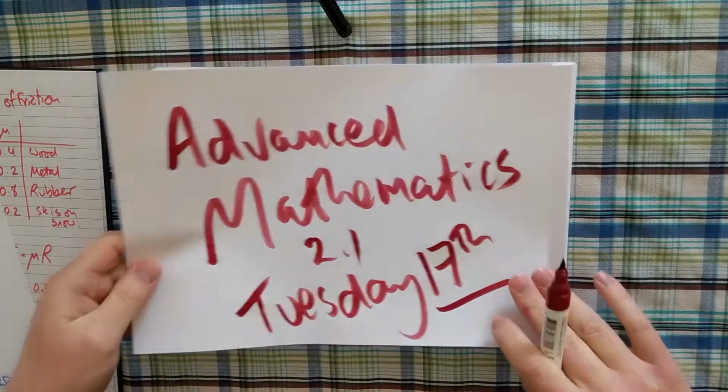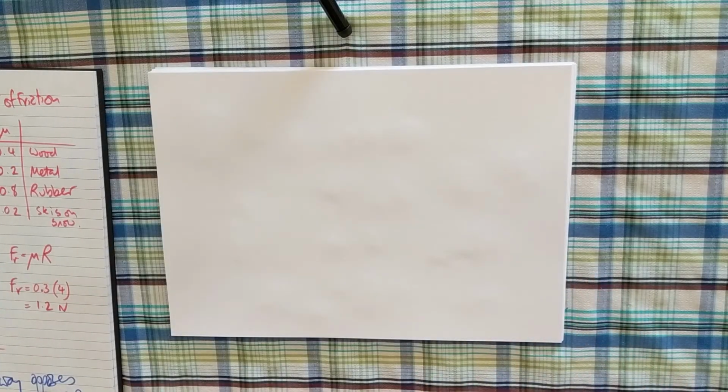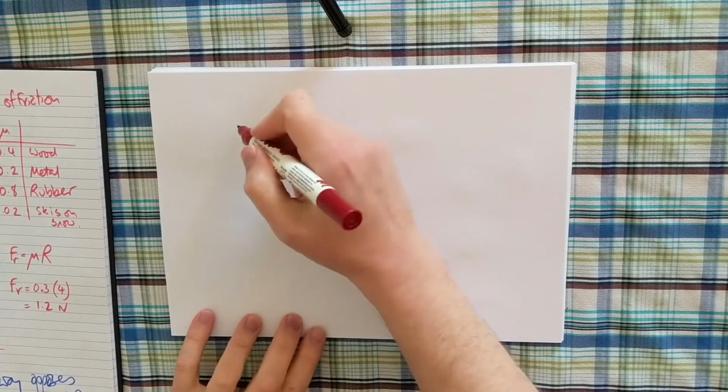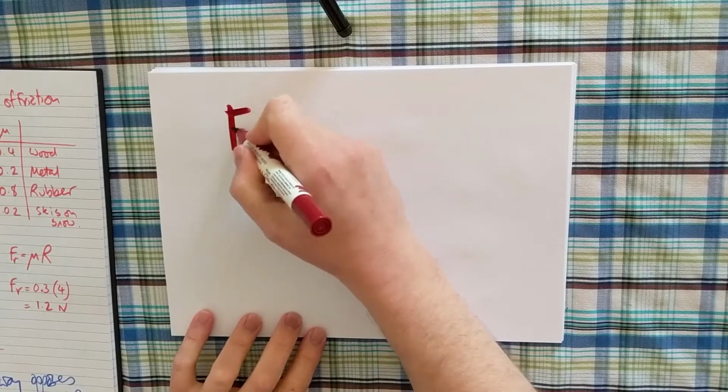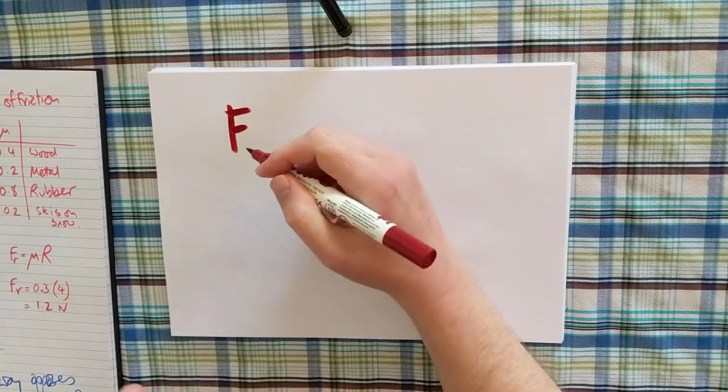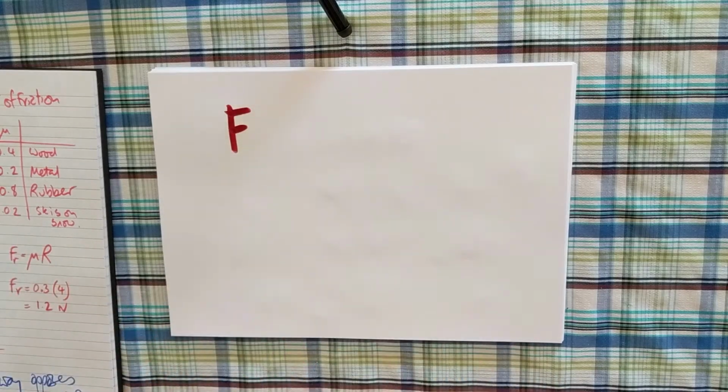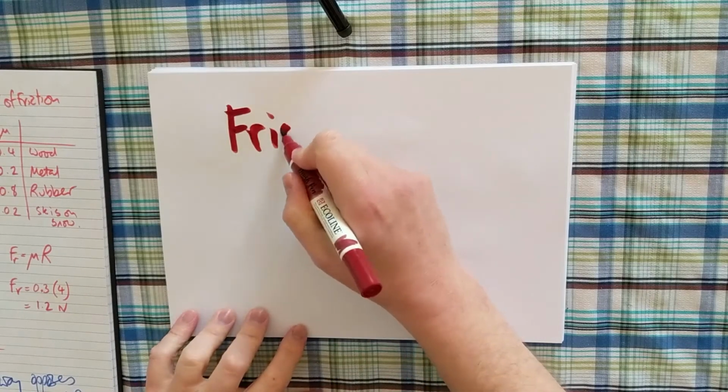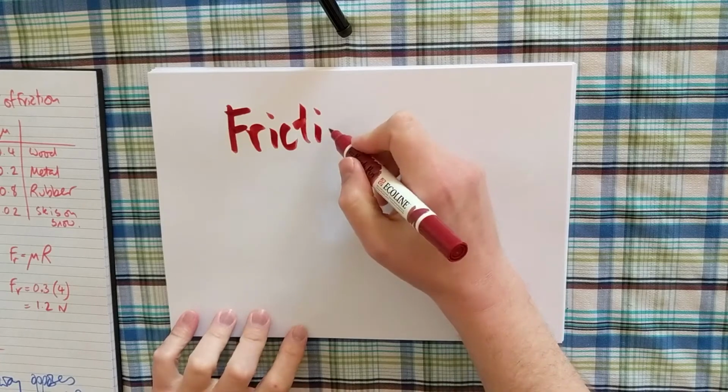So this chapter, the whole thing is all about friction. This is chapter 8. And friction has a new formula, and the formula works in combination with F equals ma and with SUVAT. And I'm going to show you what it's all about.